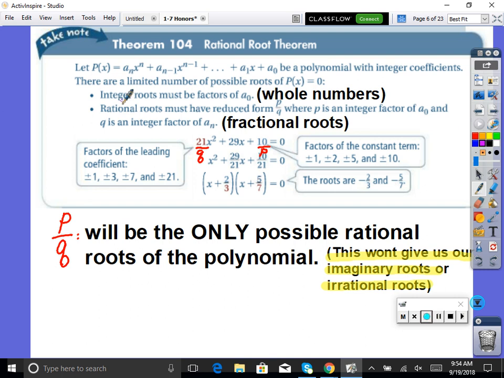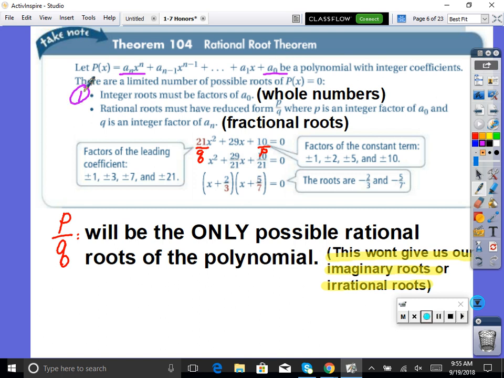It says let p of x, this just means a polynomial, with a sub n, x to the n, there's our leading term, plus all this stuff, plus a sub 0. That's our constant. It says let the polynomial have integer coefficients, that means whole number coefficients. There are going to be a limited number of possible roots when the polynomial is set equal to 0. Now this is always going to be true.